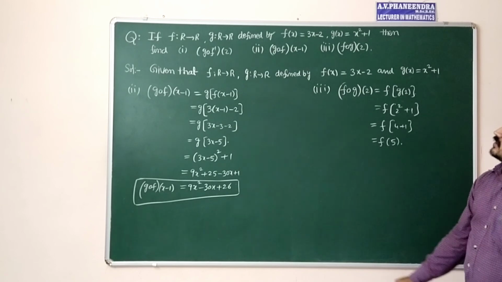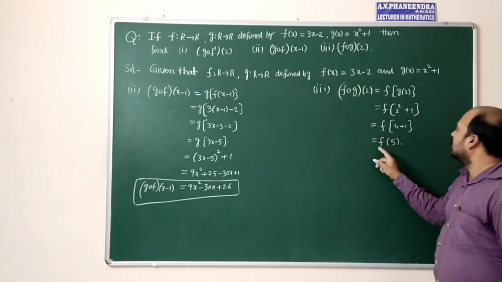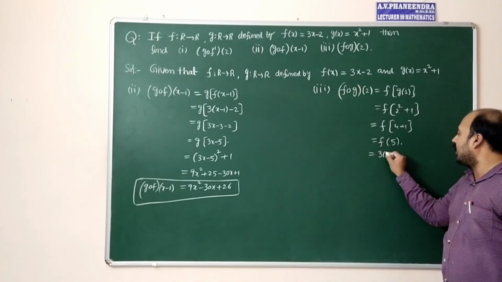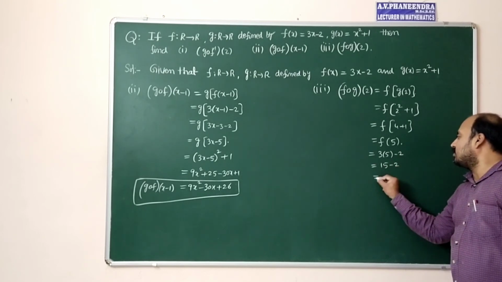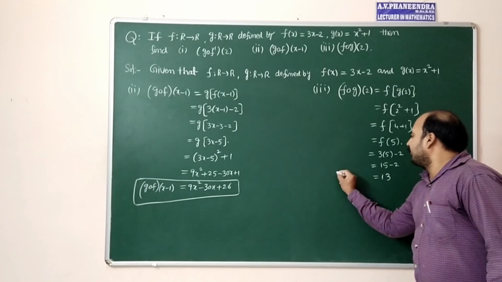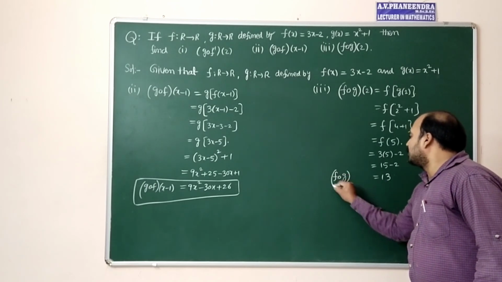What is f of x? f of x is 3x minus 2. So f of 5 is 3 into 5 minus 2. 15 minus 2, which is equal to 13. Therefore, f circle g of 2 equal to 13.